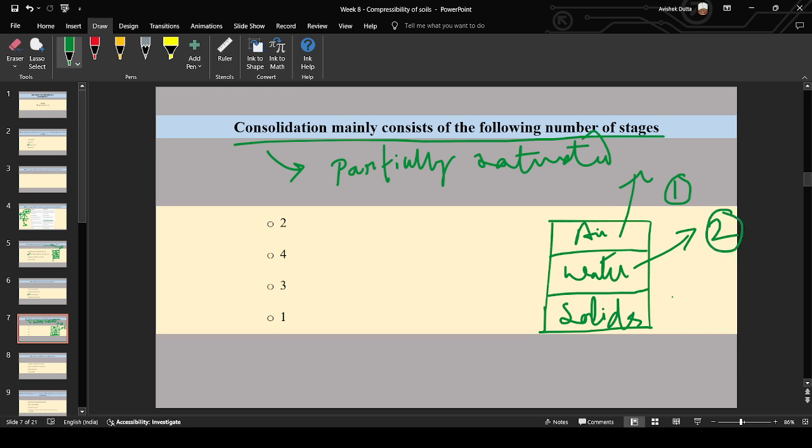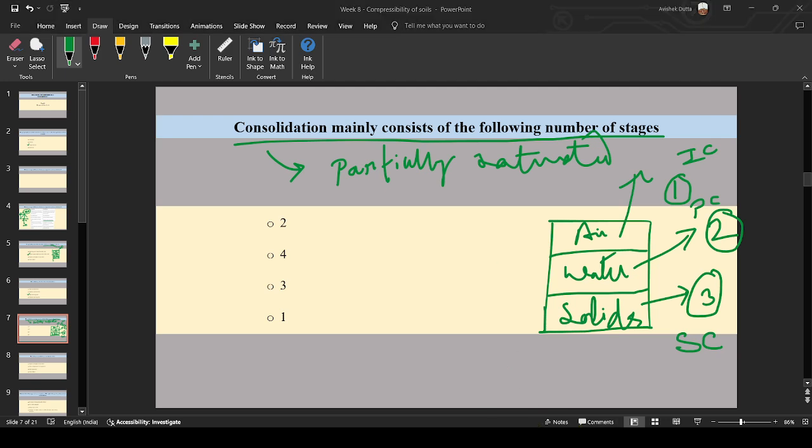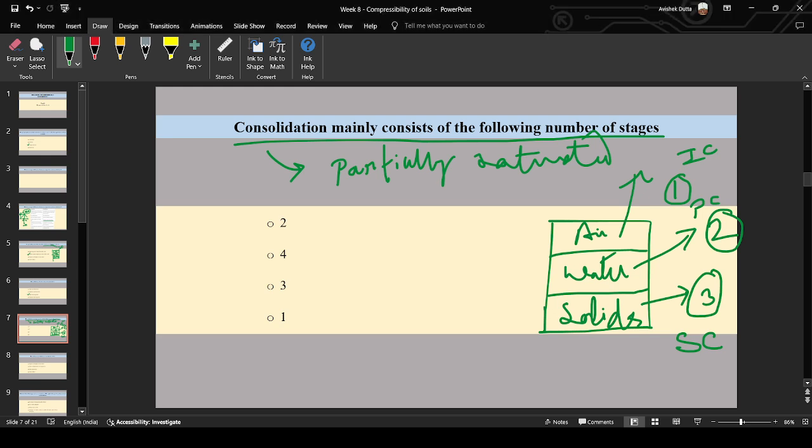Okay. And there is another stage, stage 3, which will be coming later in the next question. So this is initial consolidation. This is primary consolidation. And the third stage, number 3, this is called secondary consolidation. We'll discuss in the next question. Okay. So there are 3 stages in this process of consolidation for naturally occurring partially saturated soils. So the answer is 3. Initial consolidation, primary consolidation, and secondary consolidation.